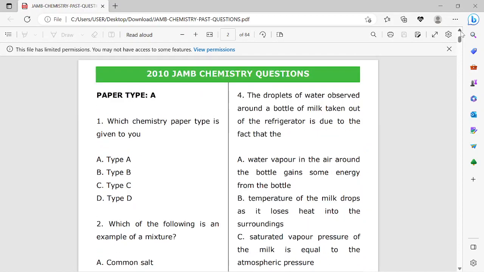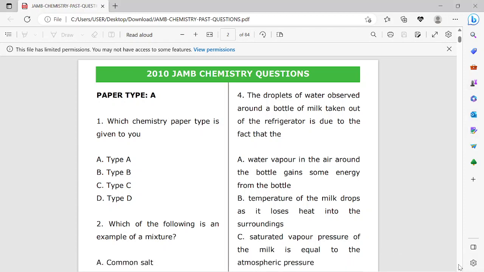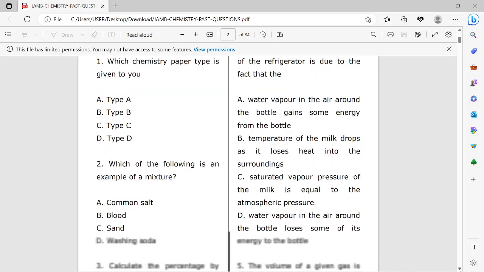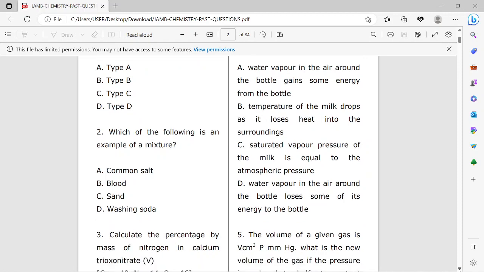So the question is, the droplet of water observed around a bottle of milk taken out of the refrigerator is due to the fact that A. the water vapor in the air around the bottle gains some kinetic energy. B. Temperature of the milk drops as it loses heat into the surrounding. C. Saturated vapor pressure of the milk is equal to atmospheric pressure. D. Water vapor in the air around the bottle loses some of its energy to the bottle.